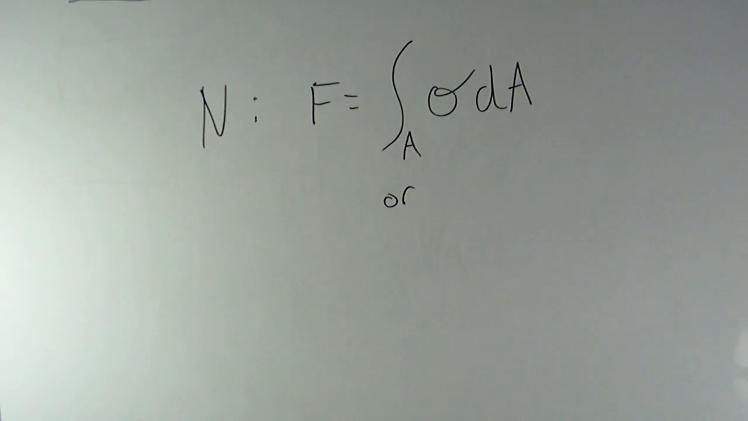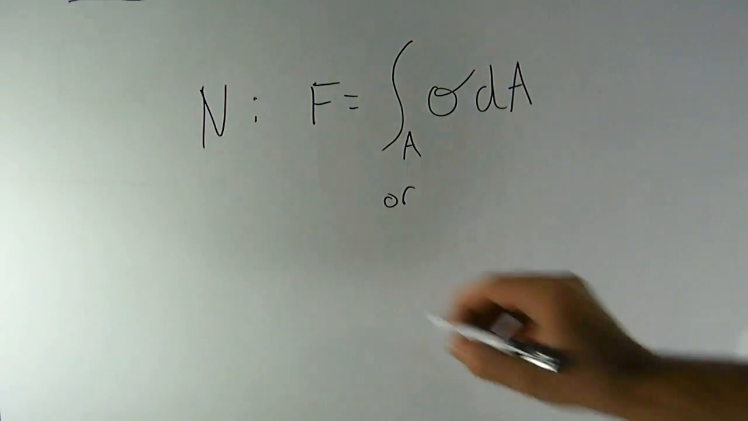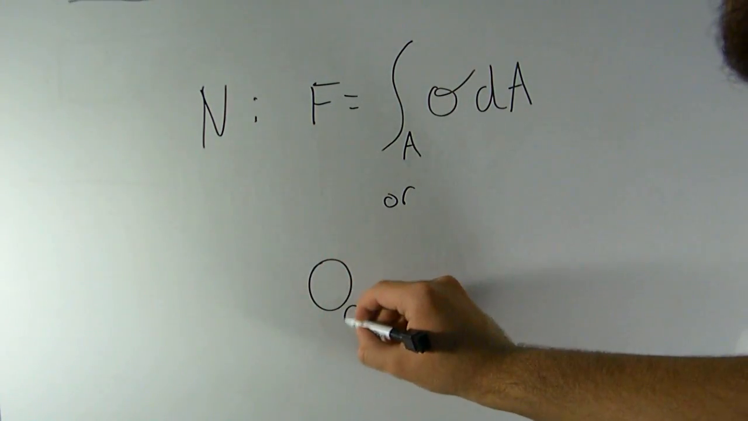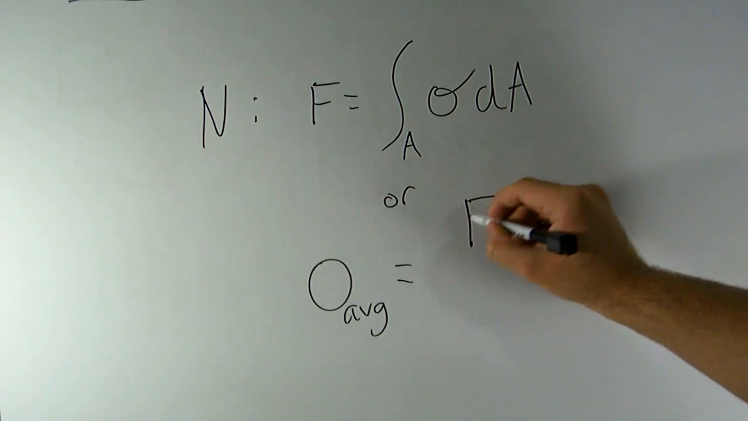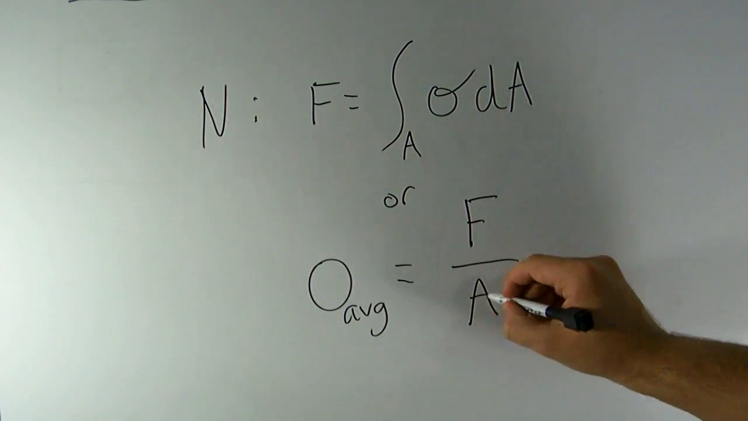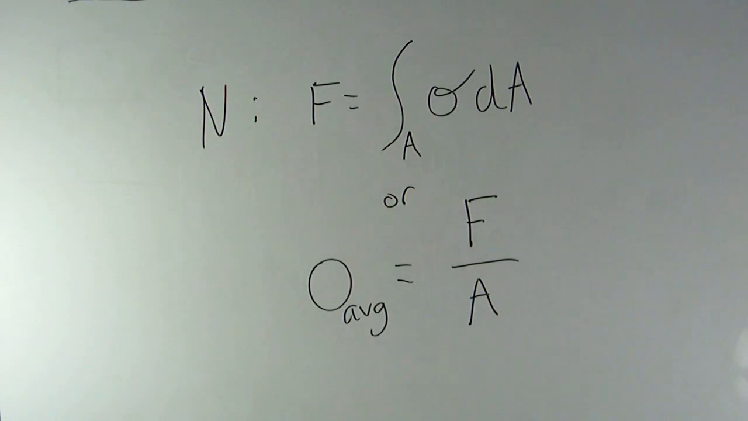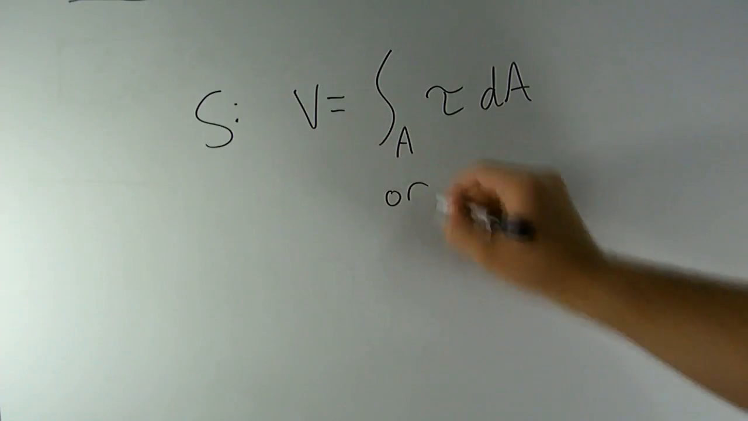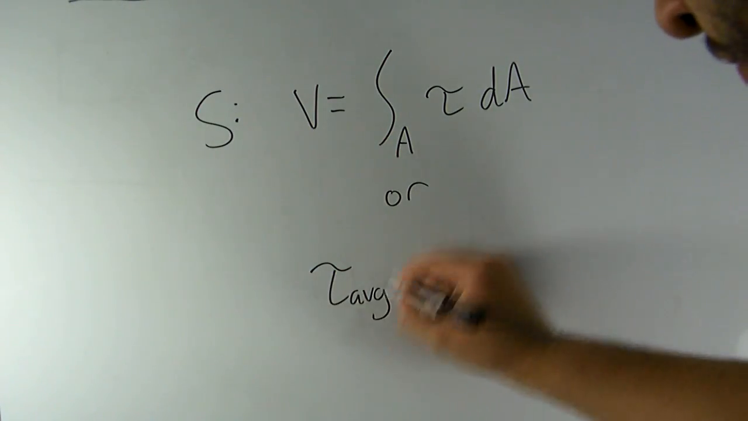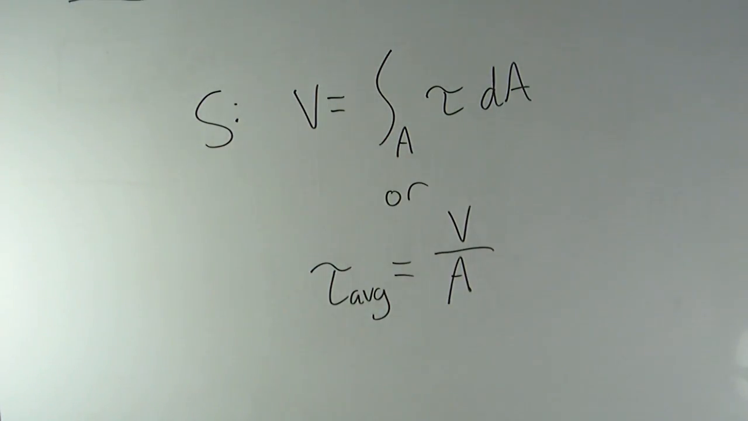In the general case, the internal normal force is equal to the integral of the normal stress with respect to the cross-sectional area. But in our cases, we will be calculating the average normal stress, which is equal to the internal resultant normal force divided by the cross-sectional area. And the same applies to shear stress, where the average shear stress is equal to the internal resultant shear force divided by the cross-sectional area.